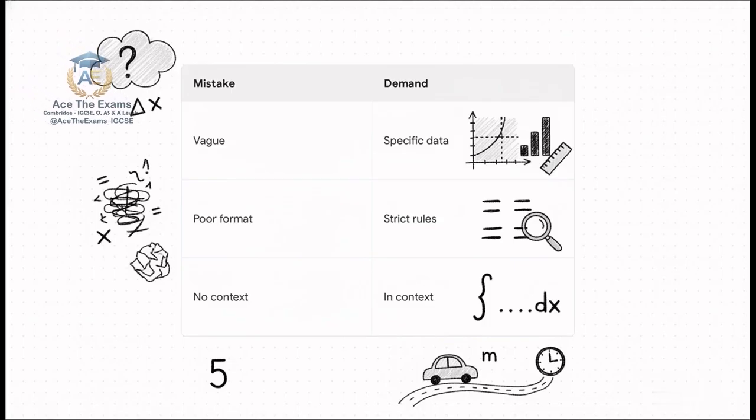Poor presentation of working versus strict conventions. Strict conventions mean aligning your equal signs vertically. It means clearly writing the integration symbol and the dx notation at the end. If you drop the dx, you are mathematically writing an incomplete sentence, and the examiner hates that.